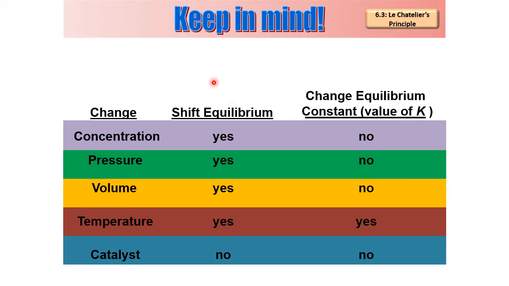This is the overview for the change of concentration, pressure and volume, temperature, and catalyst towards the shift of equilibrium. All will affect the shift of equilibrium except catalyst. And for the equilibrium constant, meaning the value of Kc or Kp, there is no effect from the factors or disturbances. Only temperature will affect the Kc and Kp value. Always remember, only temperature will affect the Kc and Kp value. And for catalyst, no effect towards shift of equilibrium, and no effect towards Kc or Kp value.